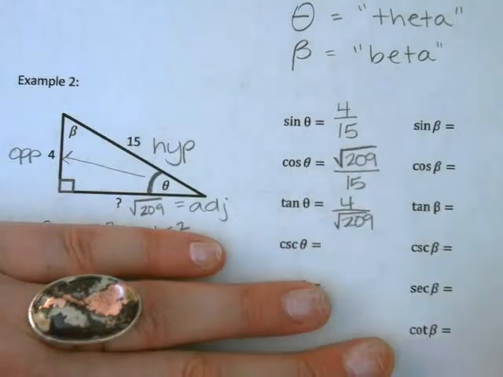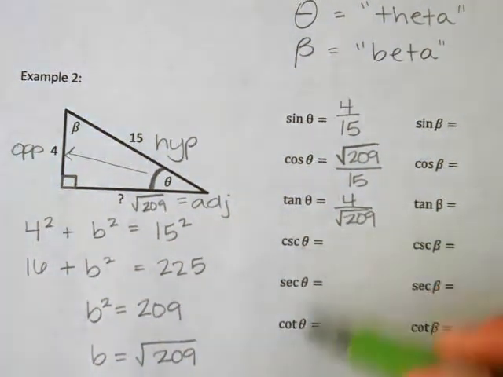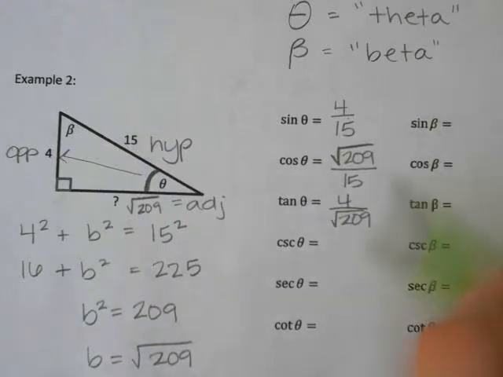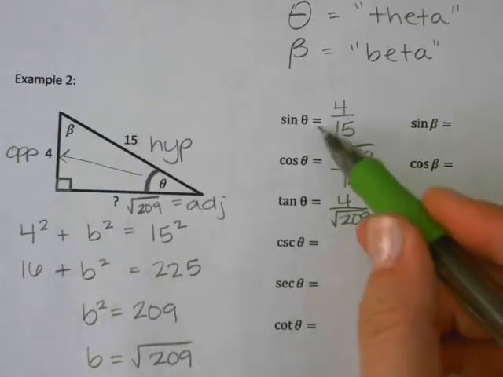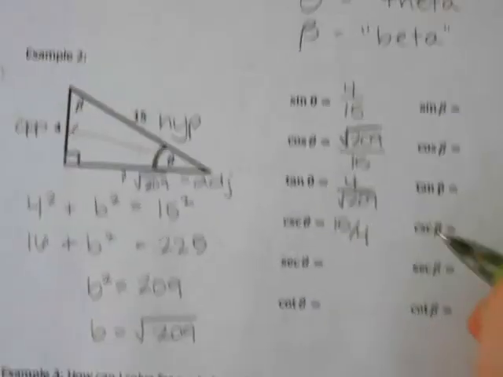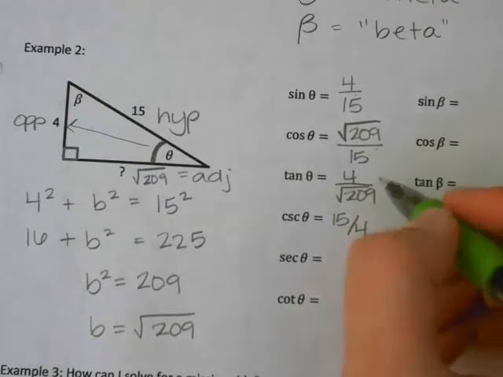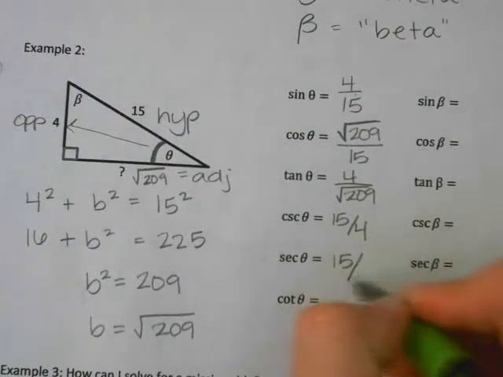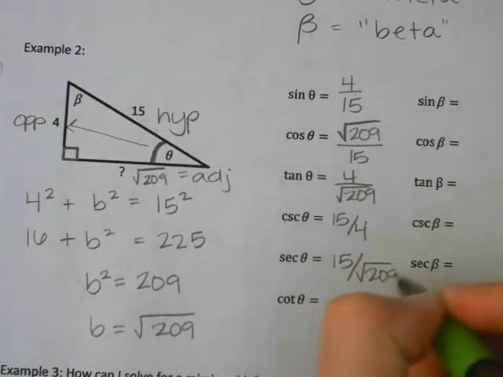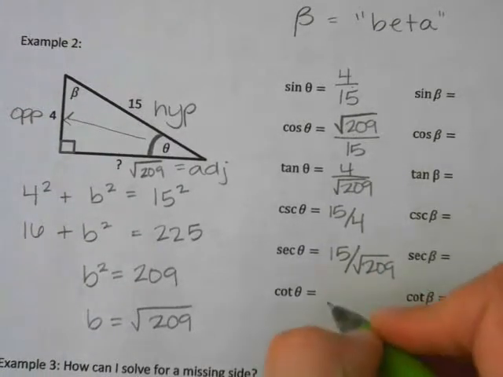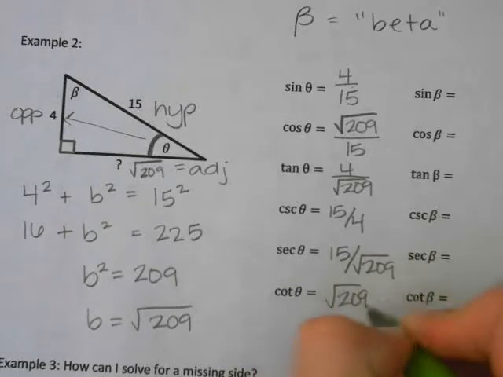Okay. And then what do we do to find the other 3? Yeah, we flip. So cosecant is the flipped version of sine, so that's going to be 15 over 4. And then secant is the flipped version of cos, so 15 over square root 209. And then cotangent is the flipped version of tangent, so square root 209 over 4.